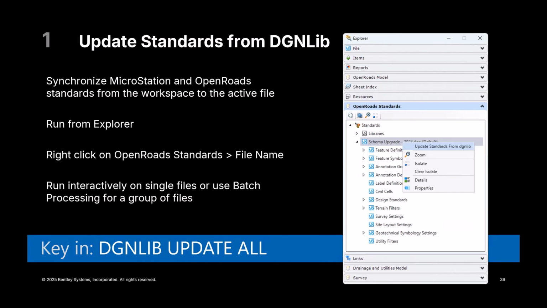If you do want to run it in a batch, the key-in to run this is "dgnlib update all". You could even add this to that same command file that I showed you earlier. So as I upgrade files, I'm going to upgrade it, update standards from DGN library, compress it, save settings, and then get out. You can start hooking these together and adding multiple commands into that. It's another reason why those kinds of upgrades, where you can add some additional cleanliness, are recommended over just the flat upgrade that comes from the Civil File Manager.